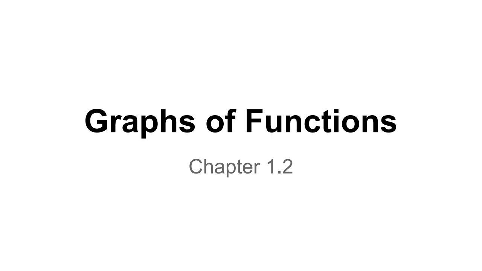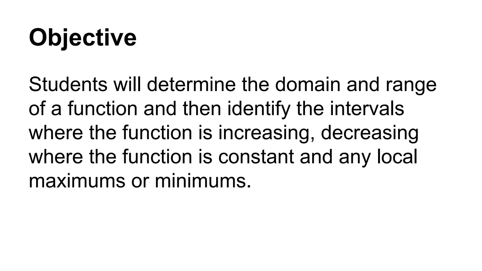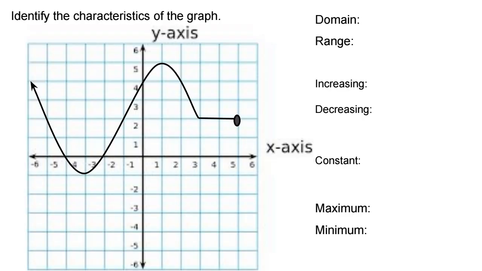Okay, so this is in our e-text, chapter 1.2. So let's go ahead and go to our problem and get going. When identifying the characteristics of a graph, we are simply looking for the domain, the range, intervals where the graph is increasing, intervals where the graph is decreasing, intervals where the graph is constant, and any local maximum or minimum points. So let's go ahead and begin on this problem.